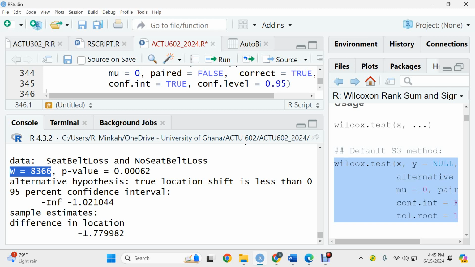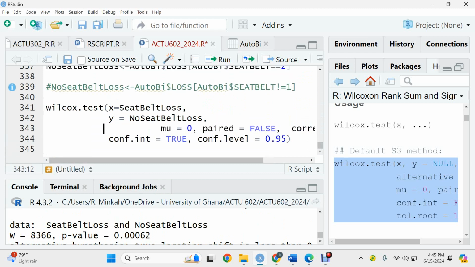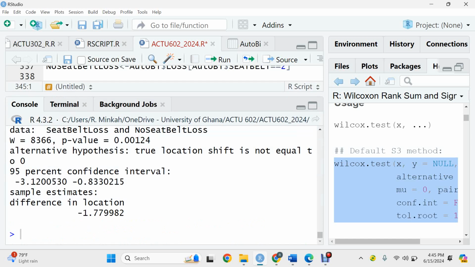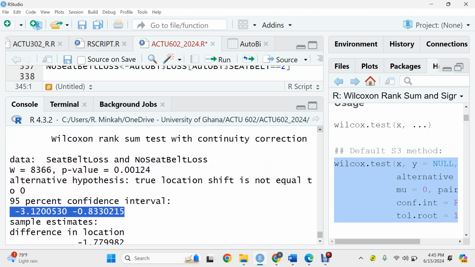So when you go home, please check for two-sided. So if I can just take this off and then it becomes two-sided, then you rerun it. If you run it, the results will be different. So the confidence interval will no more be infinity. So you look at it, it's now what? -3 to this. You can interpret this as well.